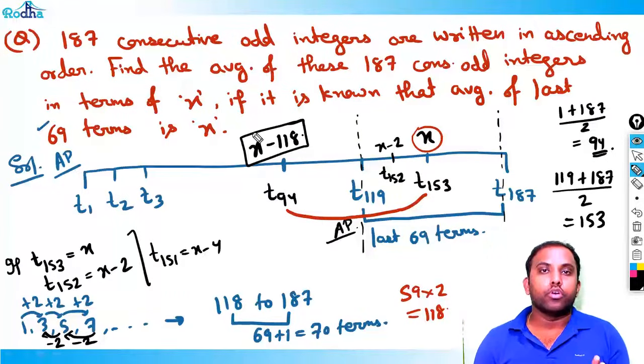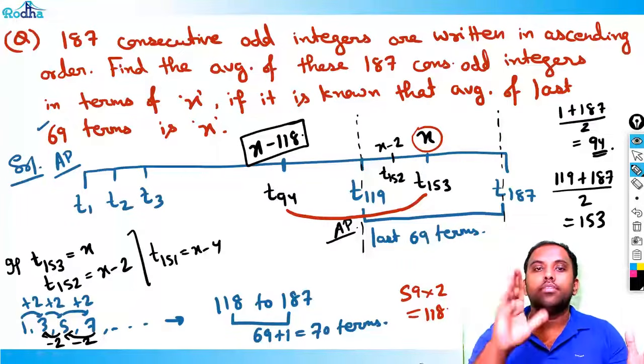Very nice question, very good question, right? I have a clear picture of what happened here. 187 consecutive odd integers were written in ascending order. Since it is an AP series, because odd integers always have a gap of 2, the average is the middle term. What is the middle term? 1 plus 187 by 2, that is 94.